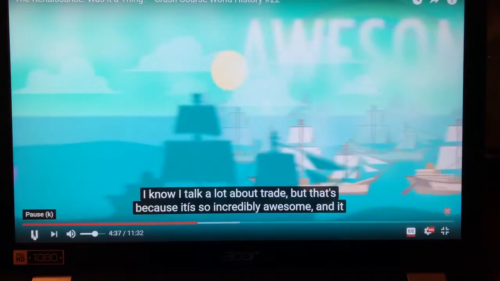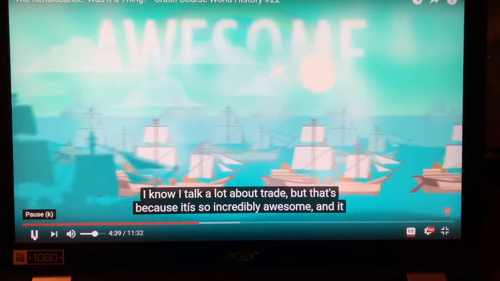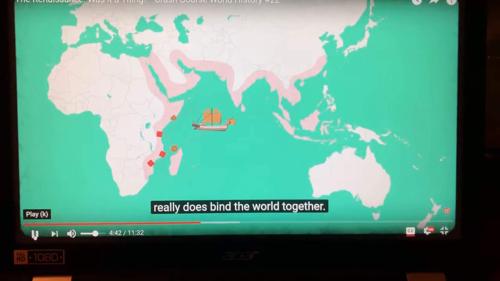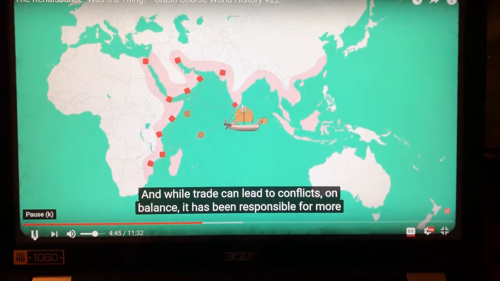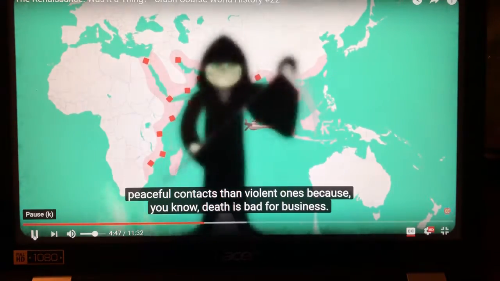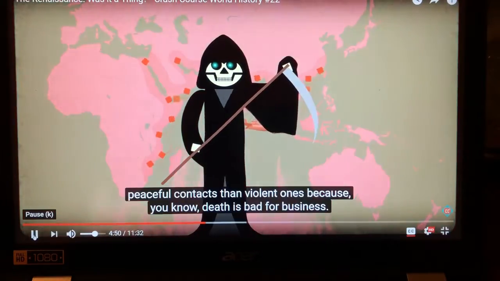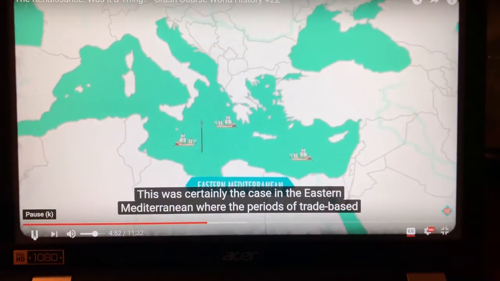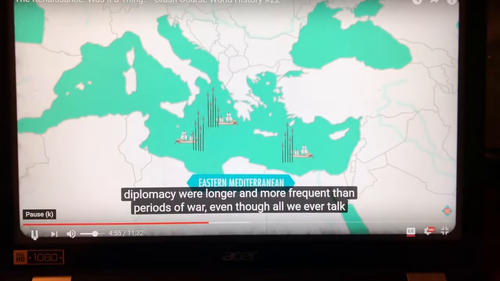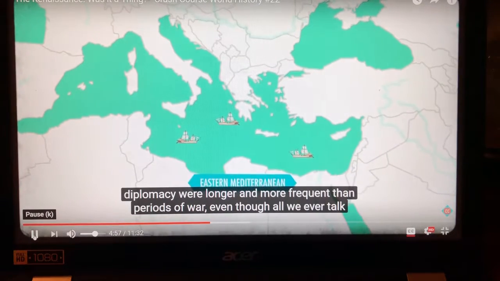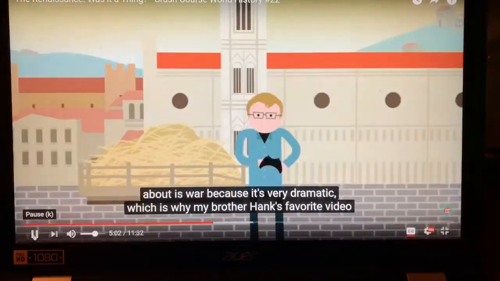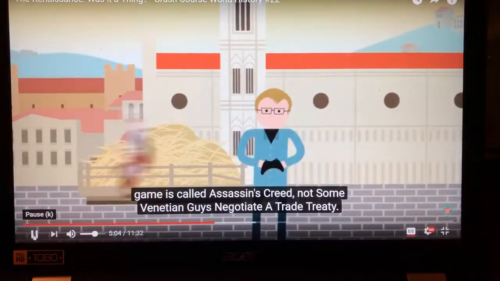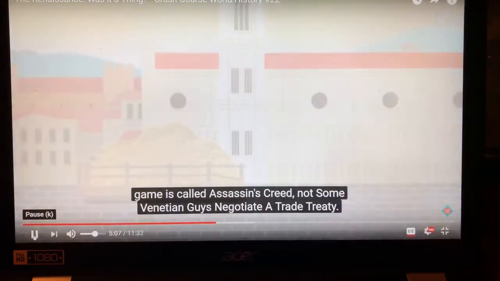I know I talk a lot about trade, but that's because it's so incredibly awesome, and it really does bind the world together. So 7, what binds the world together? Trade. And while trade can lead to conflicts, on balance, it has been responsible for more peaceful contacts than violent ones because death is bad for business. This was certainly the case in the Eastern Mediterranean, where the periods of trade-based diplomacy were longer and more frequent than periods of war, even though all we ever talk about is war because it's very dramatic, which is why my brother Hank's favorite video game is called Assassin's Creed, not some Venetian guy's negotiated trade treaty.